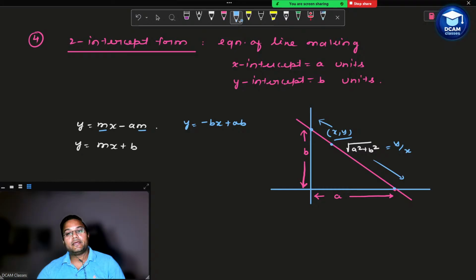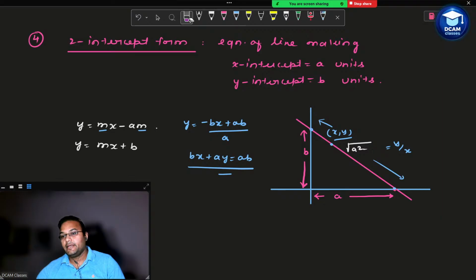Whole divided by a. Yes, sir. Acha, let me check. bx plus ay is equal to ab. This is correct. This is right. See Venkatesh, how she would have done it to find out the equation of the line.